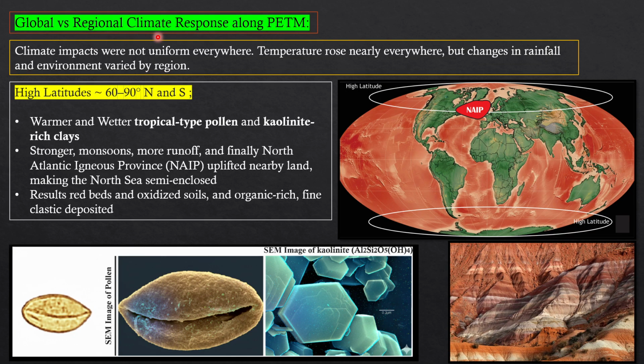Okay, so global versus regional climate response. At high latitudes, 60 to 90 degrees north and south, the temperature is very warm because of recent melting. You can see that pollen and spores and kaolinite are found in this area. And this pollen, you can see, has a very smooth surface, which means there was too much chemical weathering and too much wind, because it flows easily with this morphology. Also the red beds: these are the evidence showing that a warmer high latitude climate was present.